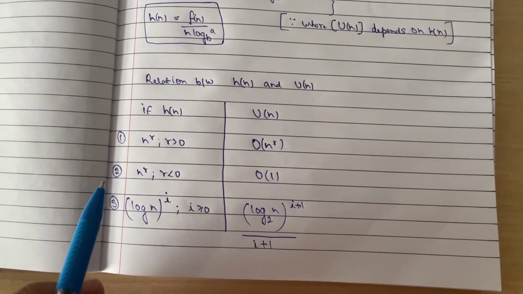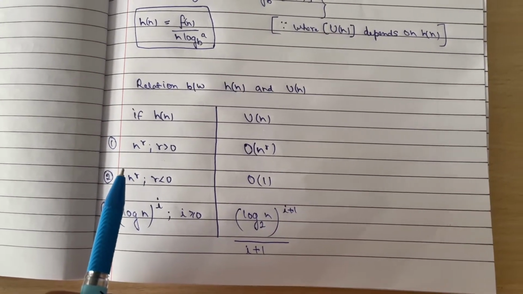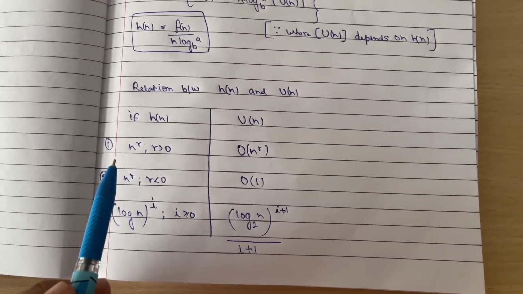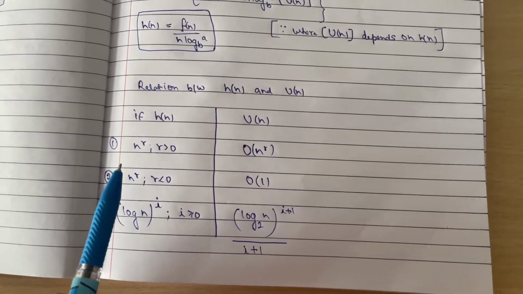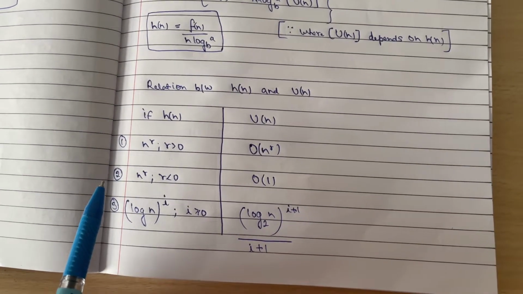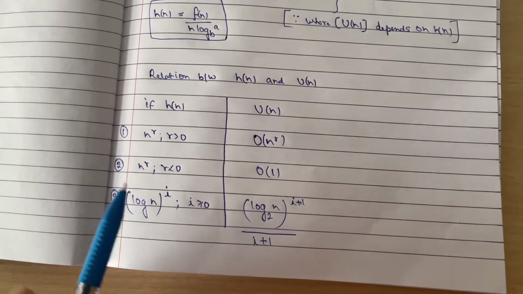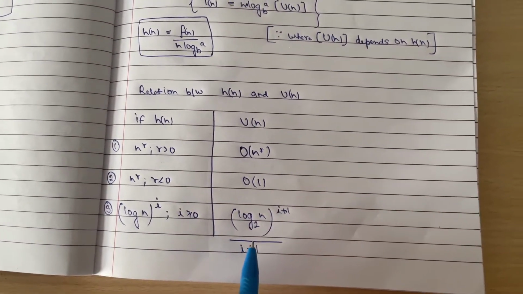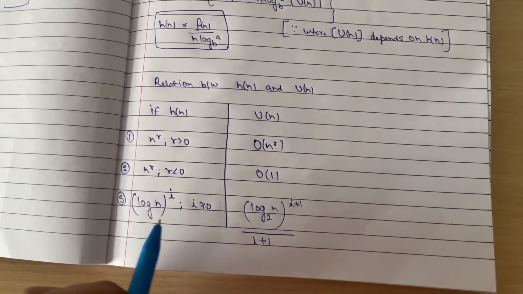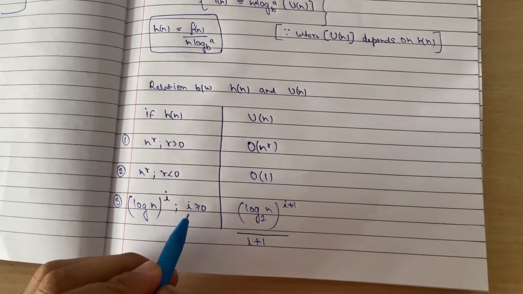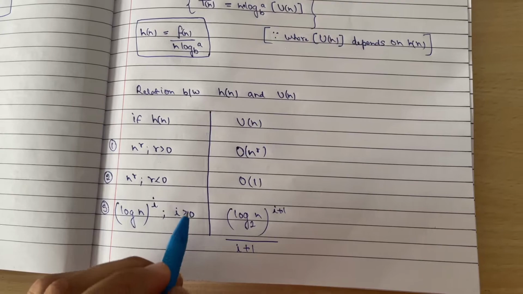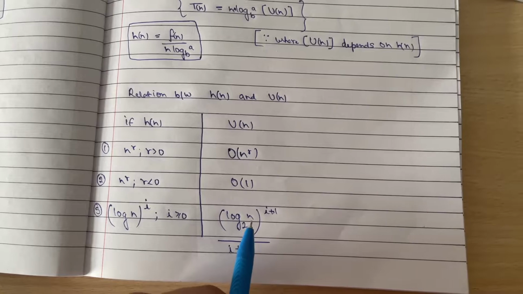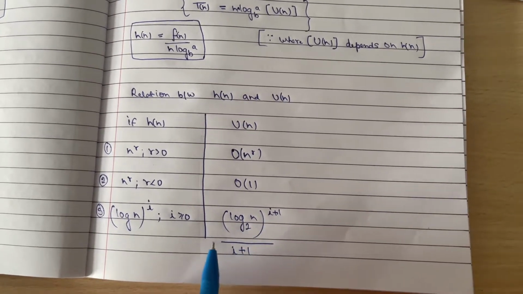Let us compare our H(n) value with the three cases. Case 1 says n^r, but there is no power in the value of H(n) that we are getting, as the value of H(n) is constant. So case 1 and case 2 are not valid here. We have to use the third case because it is the only case left. The third case is (log n)^i, where i is greater than or equal to 0, and the corresponding U(n) value will be (log_2 n)^(i+1) / (i+1).